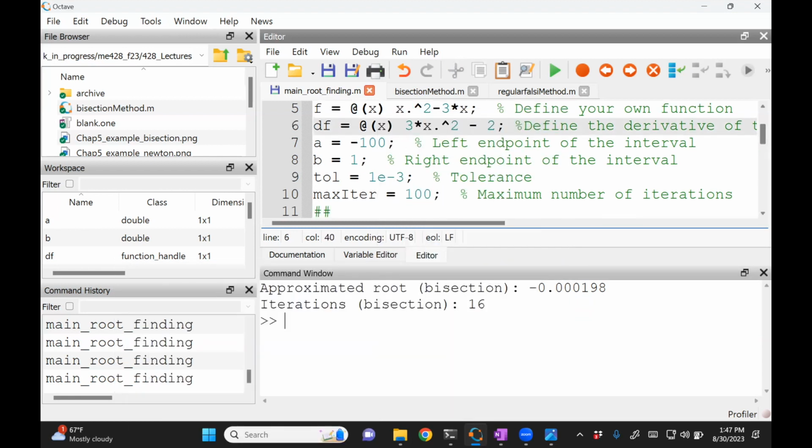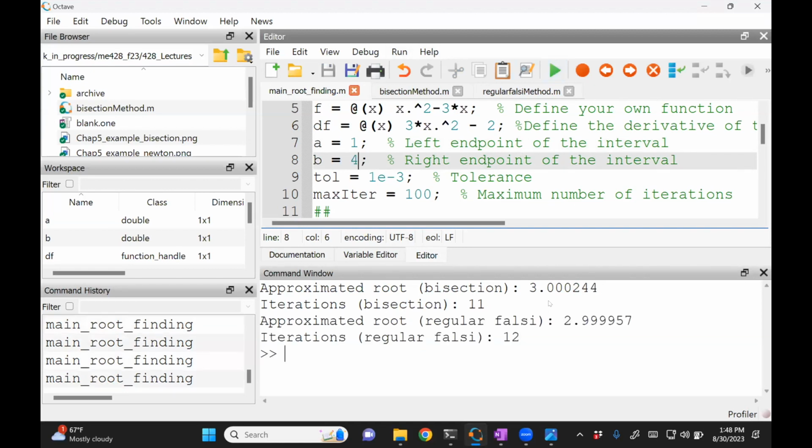Okay, so let's just start with the initial guess 1 and 4. Okay, so we have 3.00 bisection, 2.999, 11 and 12 iterations. Okay, let's try 100. Okay, 99 iterations. Wow. Oh, that's fine. I'm just trying to compare the two. 13 versus 99.